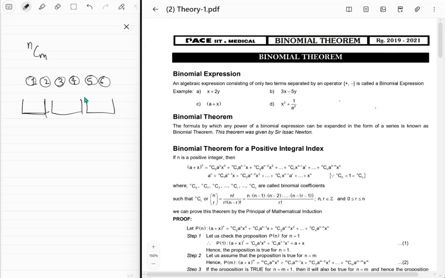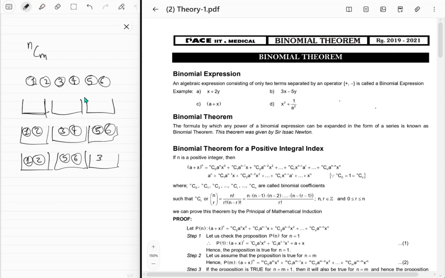So for example, take this distribution of 1 2 in the first set, 3 4 in the second, and 5 6 in the third. This will be considered distinct from this one, where you have 1 2, and this is now 5 6 and 3 4, right? So both of these will be distinct. Hope that makes sense.